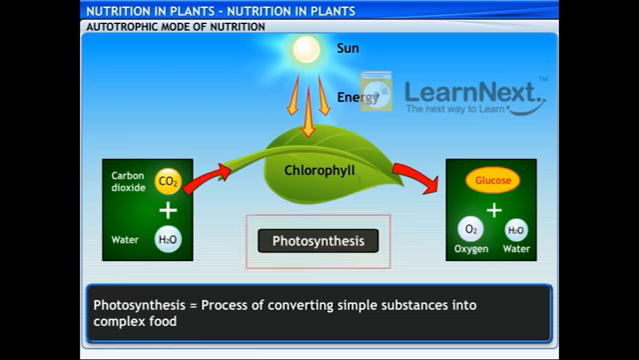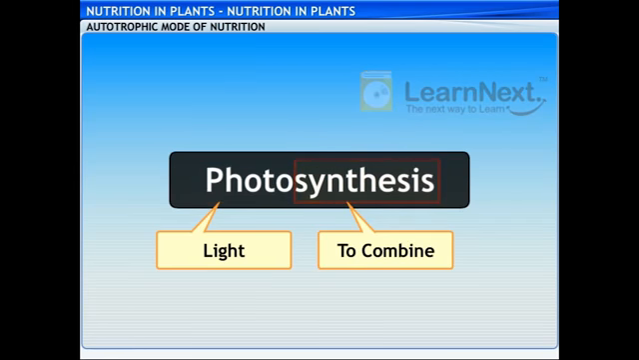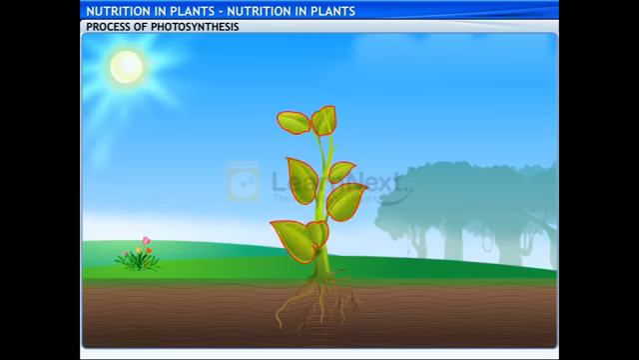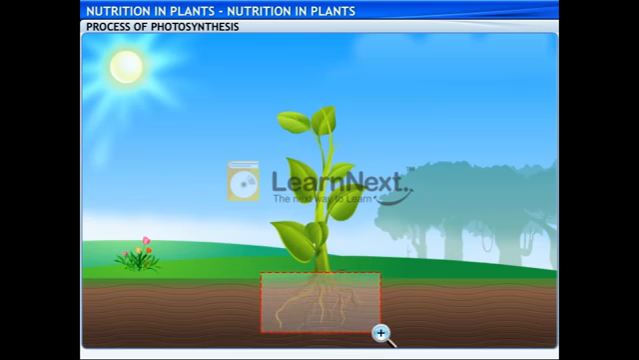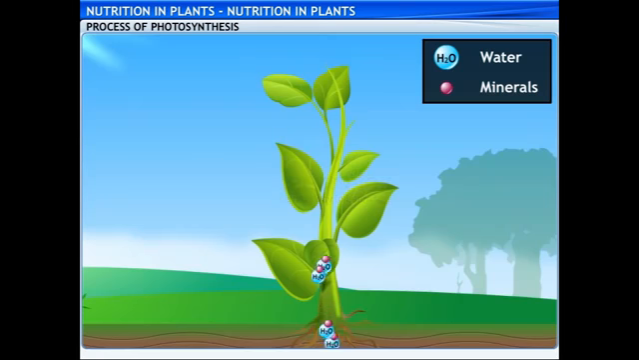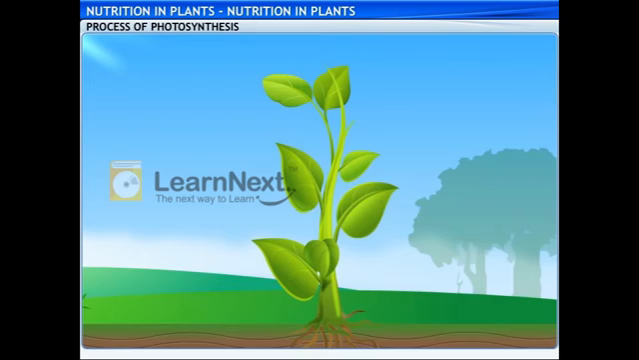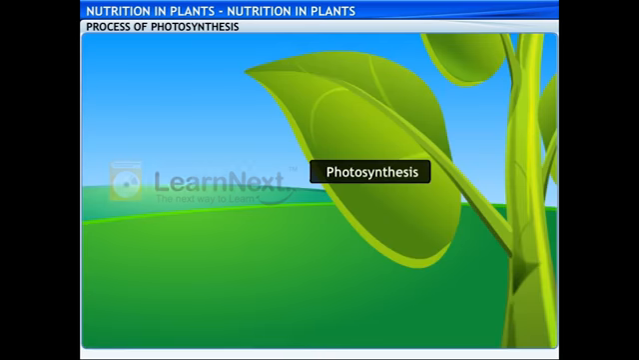The word photosynthesis is derived from 2 words. Photo, meaning light, and synthesis, which means to combine. Leaves are the food factories of a plant. However, other parts of the plant play important roles too. The roots help by absorbing water and minerals from the soil. The stem or trunk helps by conducting water and minerals to the leaves. However, the actual process of photosynthesis takes place in the leaves.